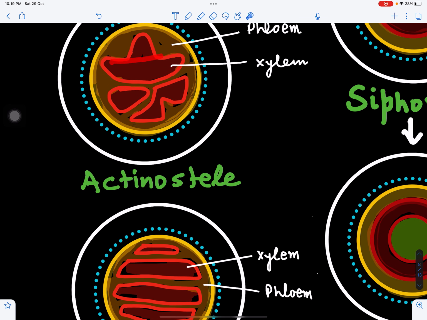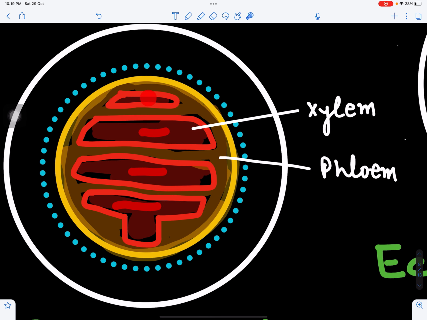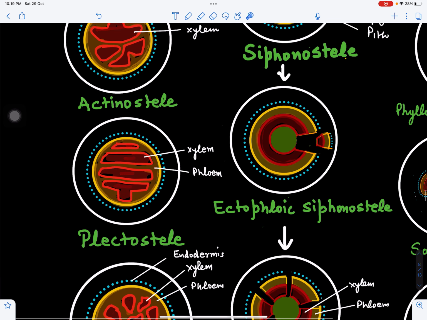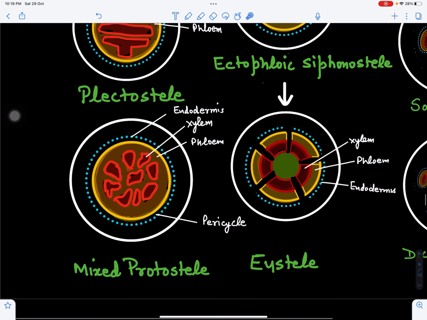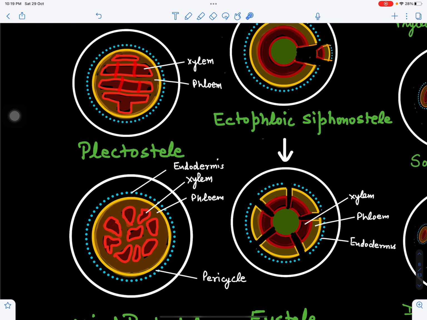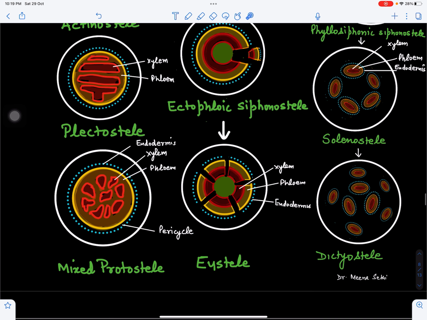Still it is actinostele because this is carrying the shape of star, and when it has been broken up into pieces like this, so this is coming in the form of patches like this. Then it is called as plectostele. So this is xylem, red color I have shown xylem, and orange is phloem, then endodermis and pericycle. So this is plectostele. When it has been broken up into pieces like this, then this is called as mixed protostele. So we can see these are the xylem pieces which are embedded in the phloem tissue. So this is called as mixed protostele.